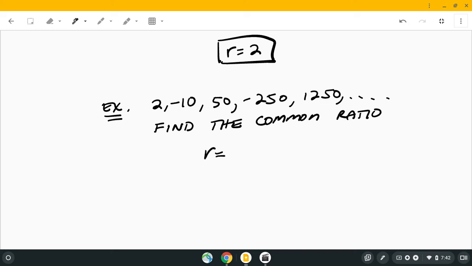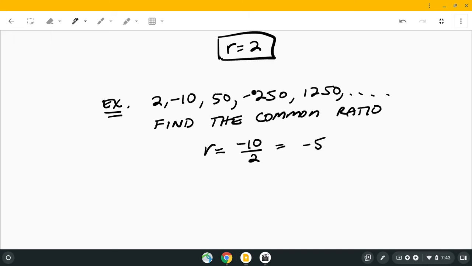All right, so I'm just going to go ahead and choose the first two, 2 and negative 10. Negative 10 has to go first, and then 2. So my common ratio is negative 5. If you're not sure, you can always check. 50 divided by negative 10 is negative 5. Okay, and so on.